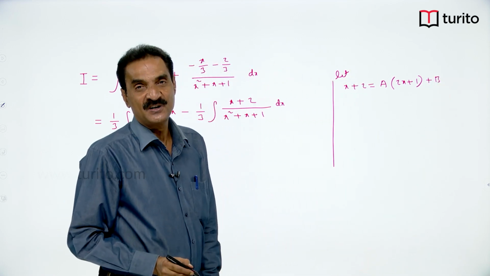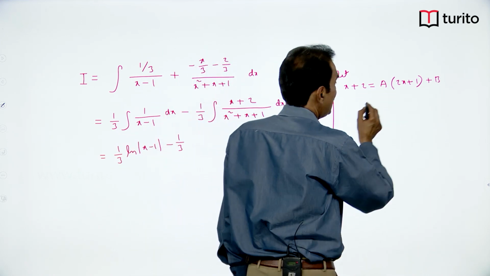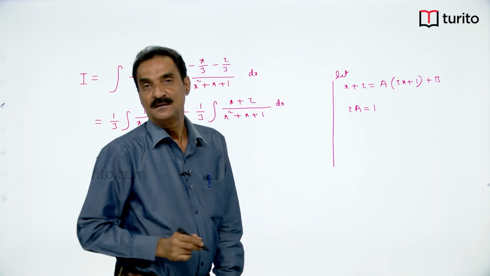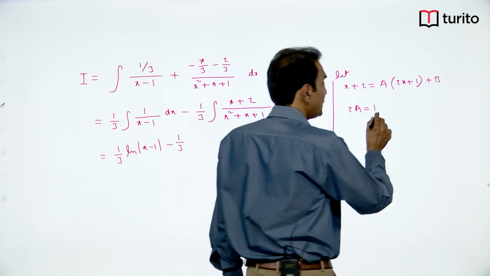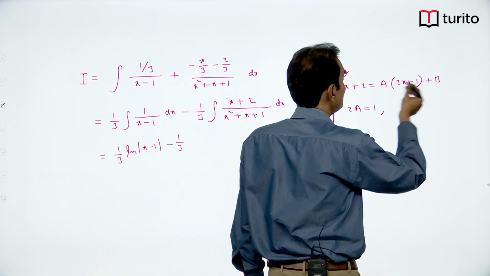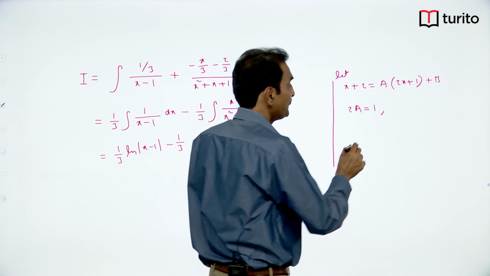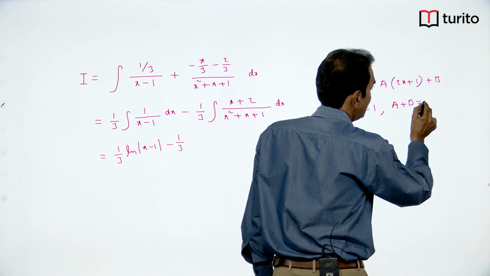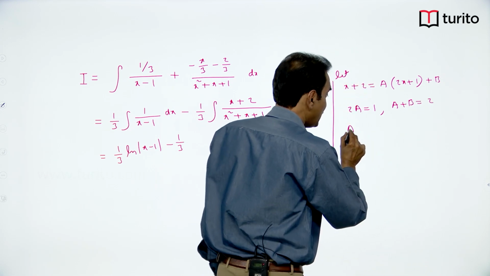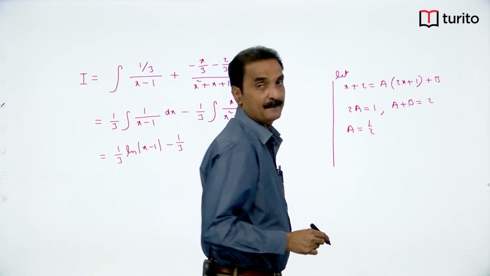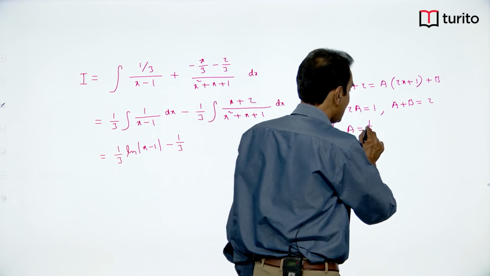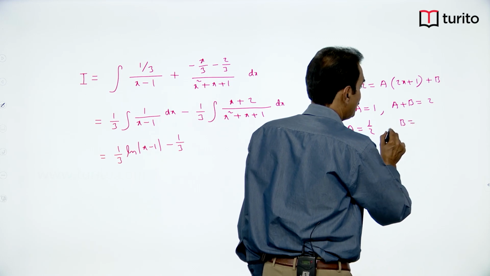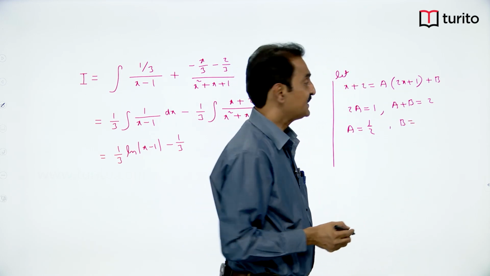Comparing the coefficients of x, we get 2a is equal to 1, and comparing the constants, we get a plus b is equal to 2. Here we get a is equal to 1 by 2. Substituting a there, b is equal to 2 minus 1 by 2, that is 3 by 2.